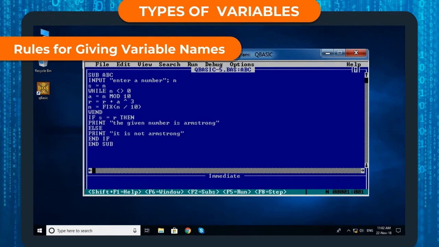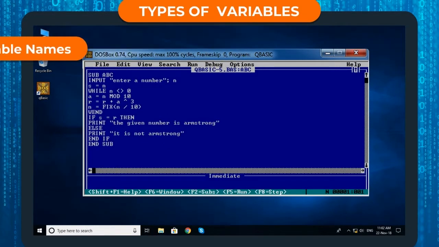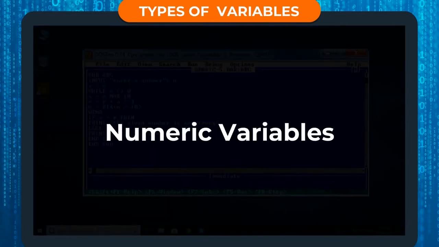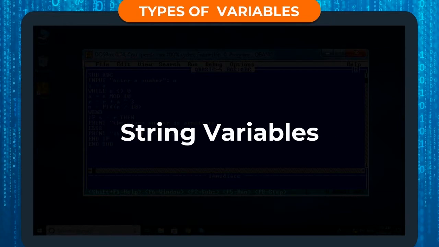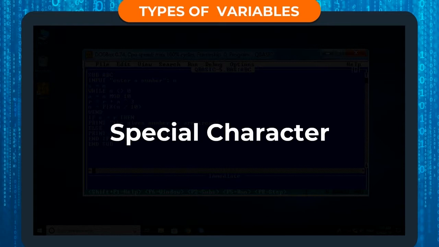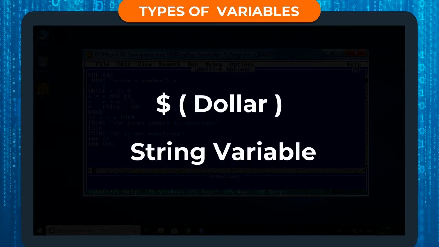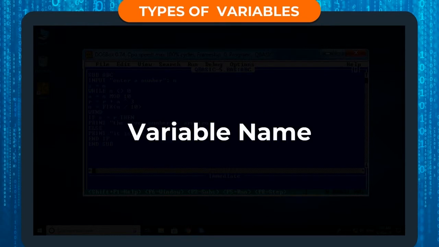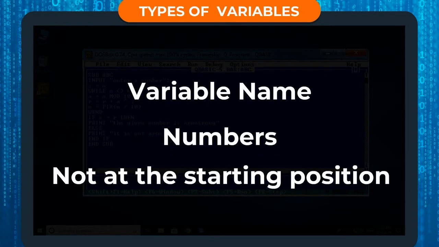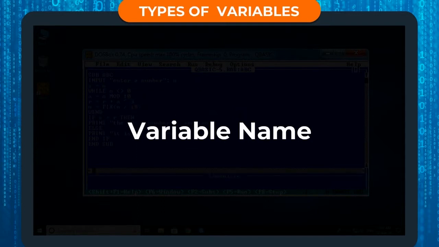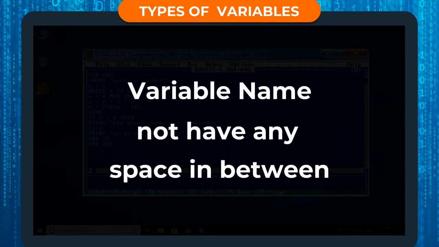Rules for giving variable names. While naming variables, you must follow certain rules. Both numeric variables and string variables must not contain any special character except $ in a string variable name. Variable names can contain numbers also, but not at the starting position. The variable name must not have any space in between.